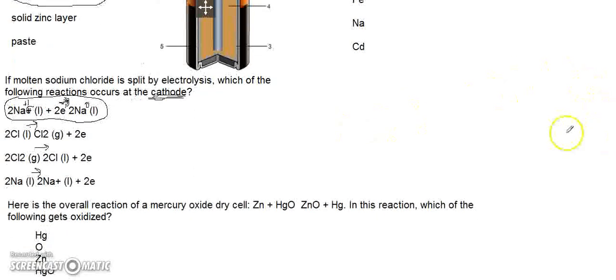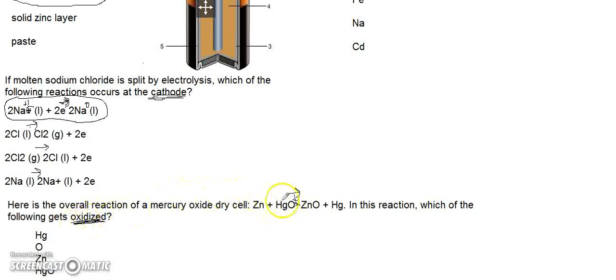Next, here's the overall reaction of a mercury oxide dry cell, and then here's the reaction. In this reaction, which of the following gets oxidized? So this is another kind of tricky question, in the fact that you've never heard of a mercury oxide dry cell, or you maybe have never seen this chemical equation before, and this should actually be the react to form arrow goes right there. However, it's asking you which of the following gets oxidized, and we know what oxidation and reduction is.